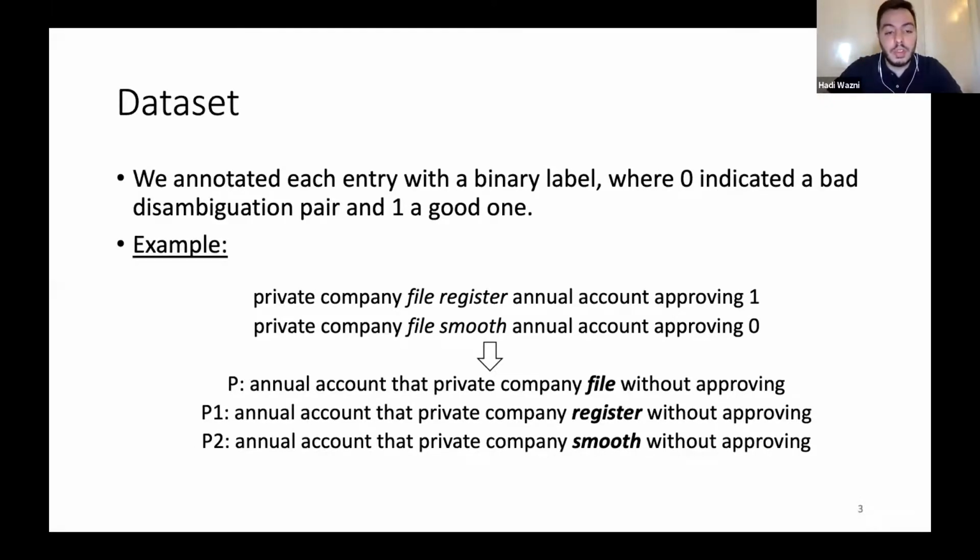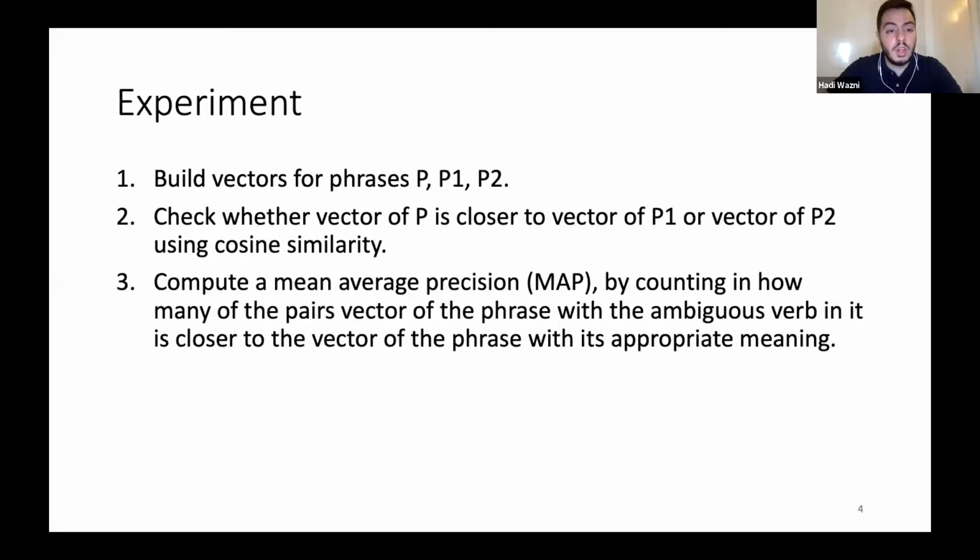So for example, this entry will lead us to 3 phrases: annual account of private company file without approving. The other one is register without approving. And the third one is smooth without approving. To experiment with this, we built vectors for the phrases P, P1, and P2. And we checked whether the vector of P is closer to the vector of P1 or the vector of P2 using cosine similarity.